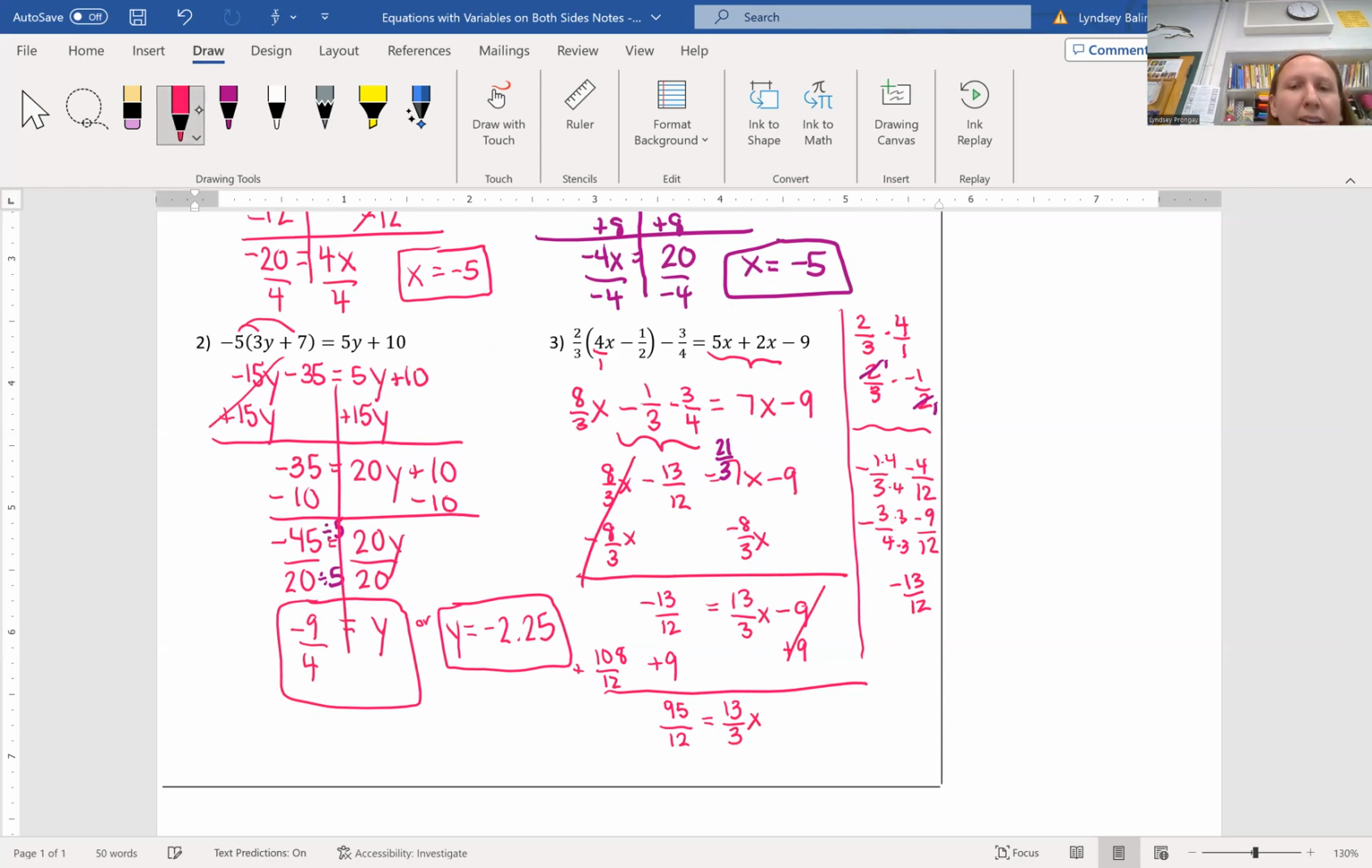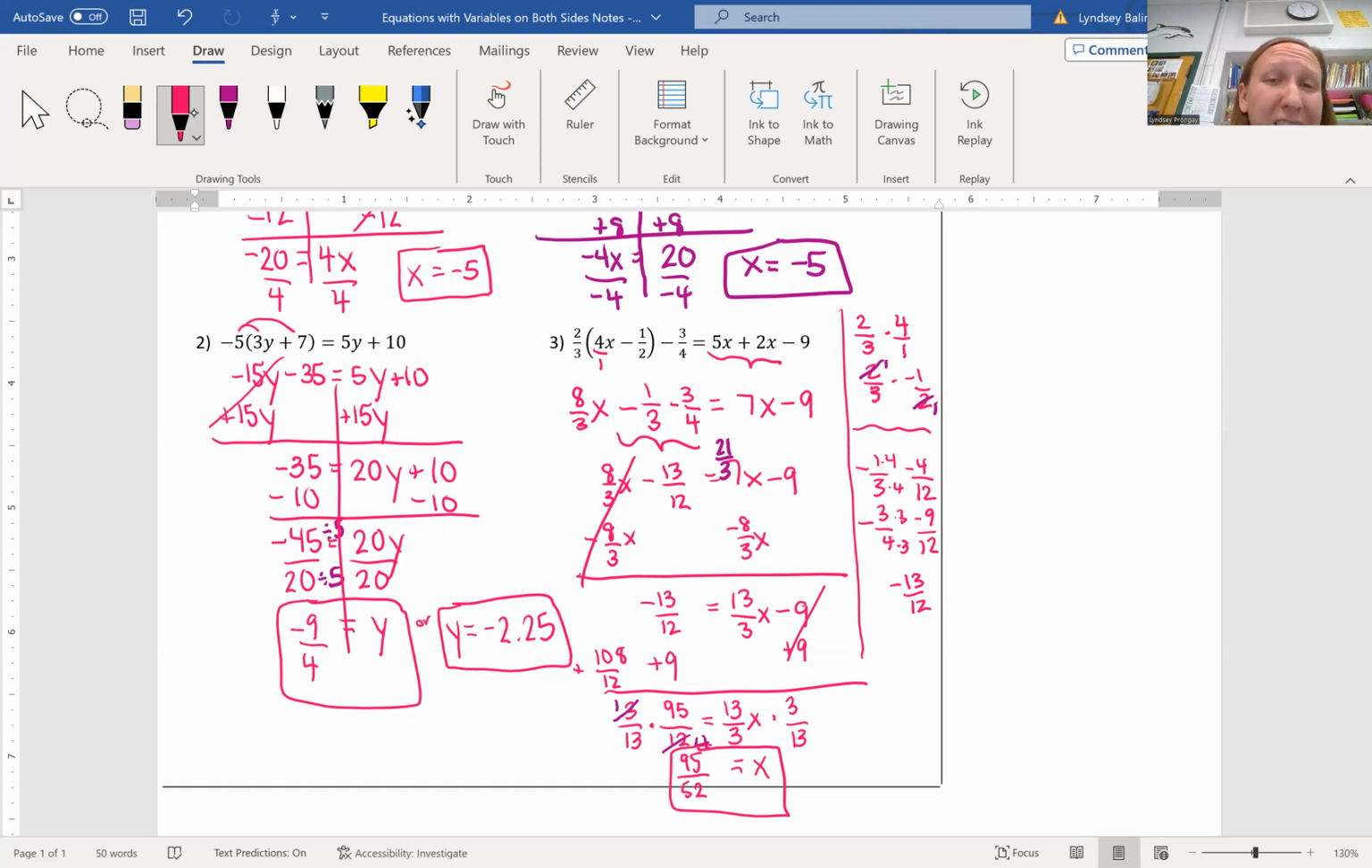And we have one last step. And that's to get rid of that fraction coefficient by multiplying by its reciprocal. So we're going to multiply by 3/13. Cross reducing is your friend. So 3 becomes a 1 if we divide it by 3, and this becomes a 4. 12 divided by 3. We get x alone. And then now we can just multiply across. And we end up with, I'm going to squish it in there, 95 over 52. And that is our answer.